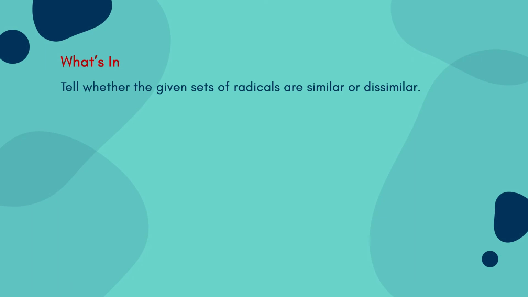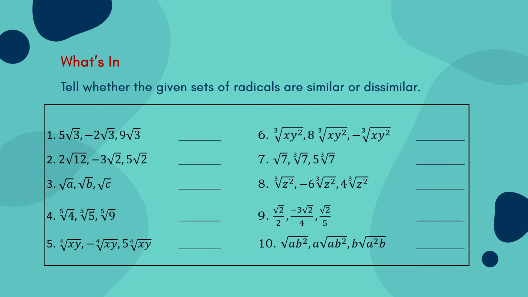What's in? Tell whether the given sets of radicals are similar or dissimilar. You have 10 items. How can you say that they are like radicals or not like radicals? Similar radicals are radicals that have the same index and the same radicand. Same radicand means the same number, variable and exponent inside the radical symbol.